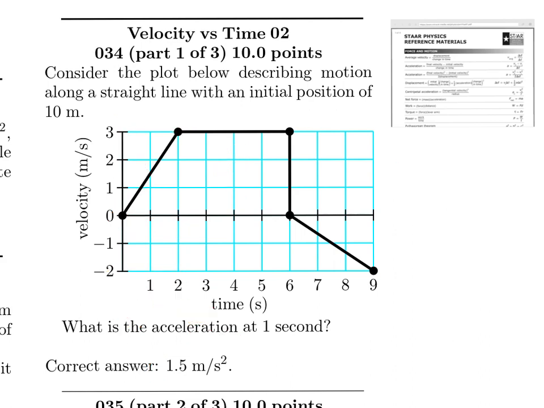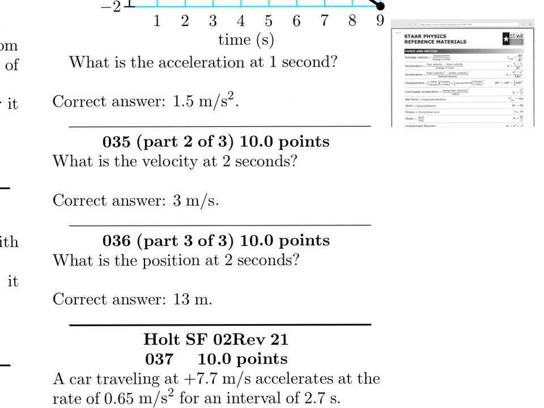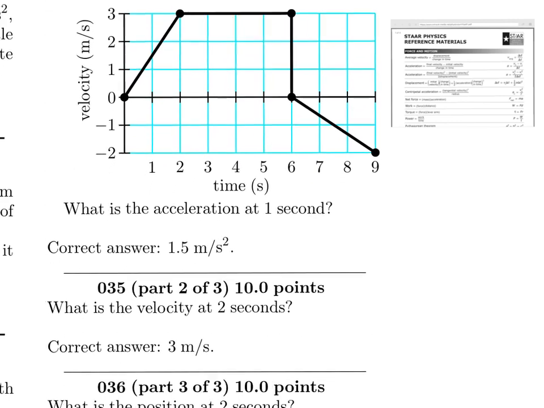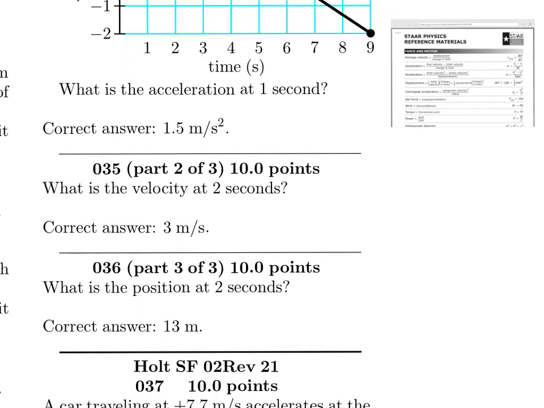From there, I had 35, 36, so I'm just going to basically show you how to do this graph a little bit more. What's the velocity at 2 seconds? Oh, come on. What's the y-axis charting? The y-axis is charting velocity. Just go to 2 seconds. What's my velocity there? Okay, come on now. All right, and what is the position at 2 seconds?